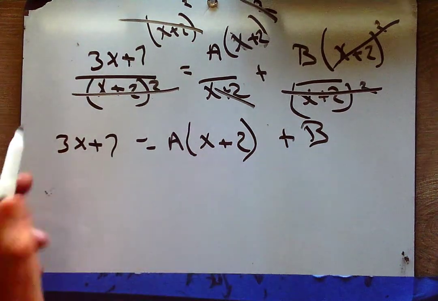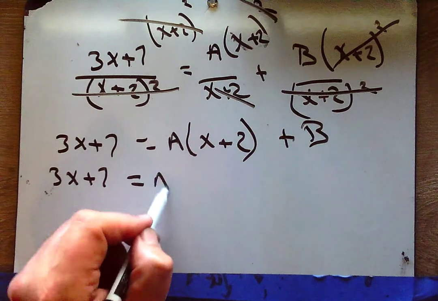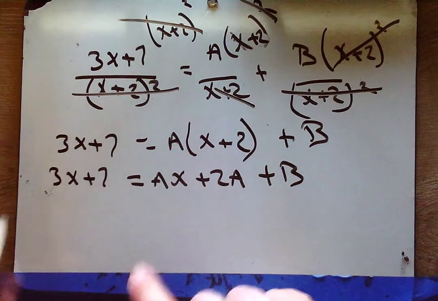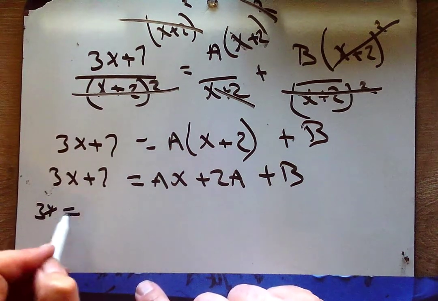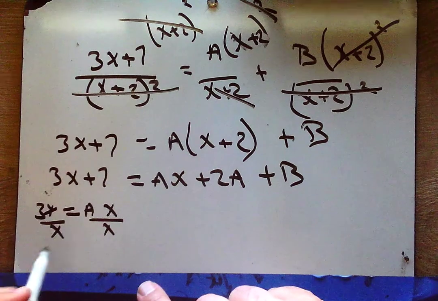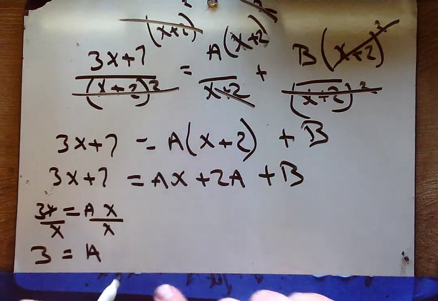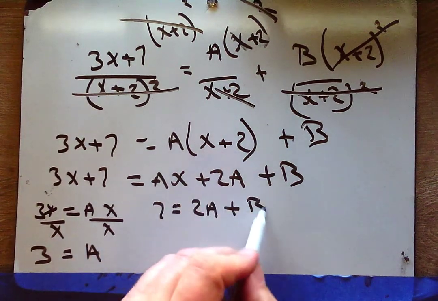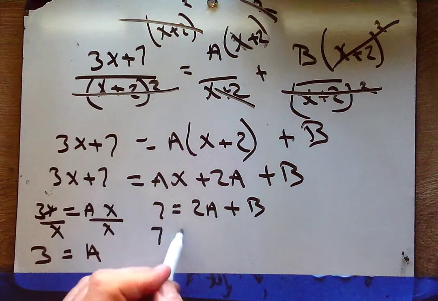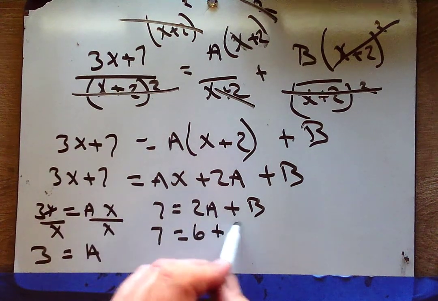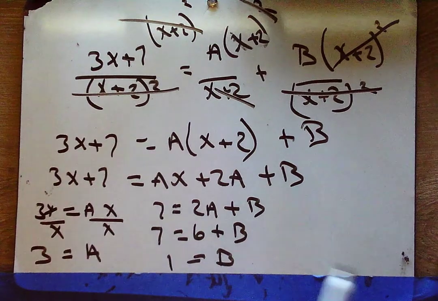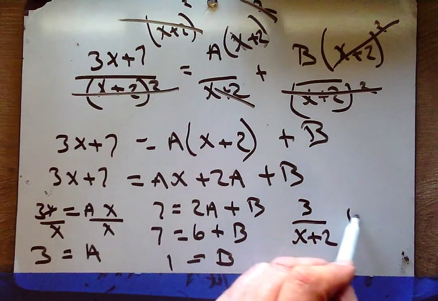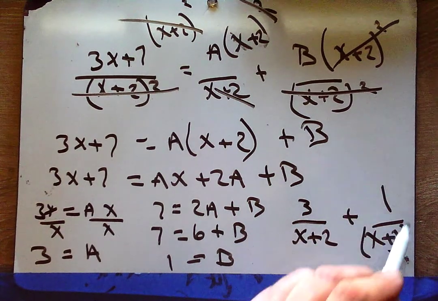Okay, I'm going to do systems. 3x + 7 equals ax + 2a + b. I take my x to the first stuff and I put it together. 3x equals ax, divided by x, I get a equals 3. I'll take my stuff that doesn't have any x's and write an equation with those things and plug my a value in there. 2 times 3 is 6, and so I'm going to get b equals 1. So my partial fraction decomposition should be 3/(x + 2) + 1/(x + 2)².